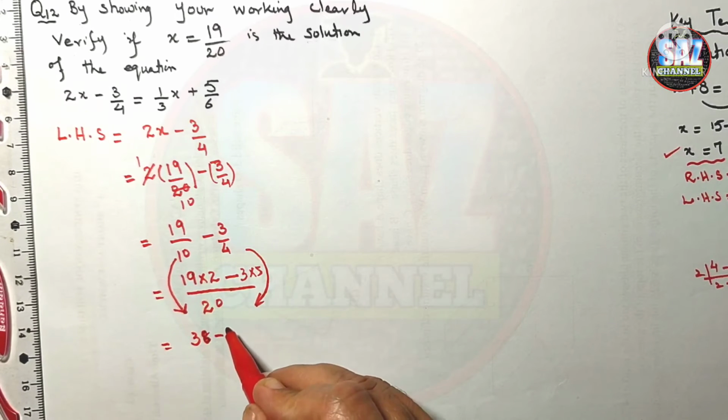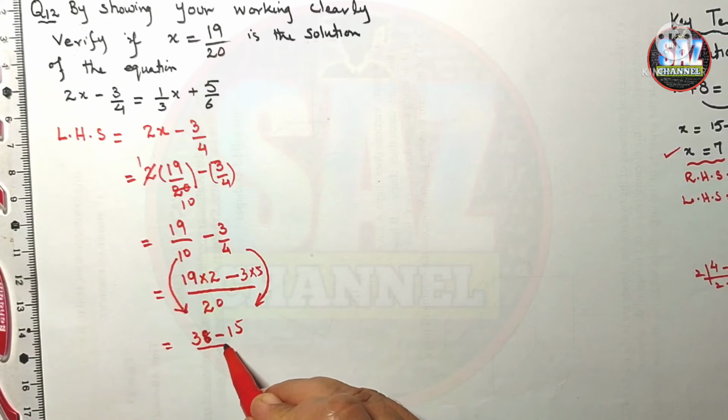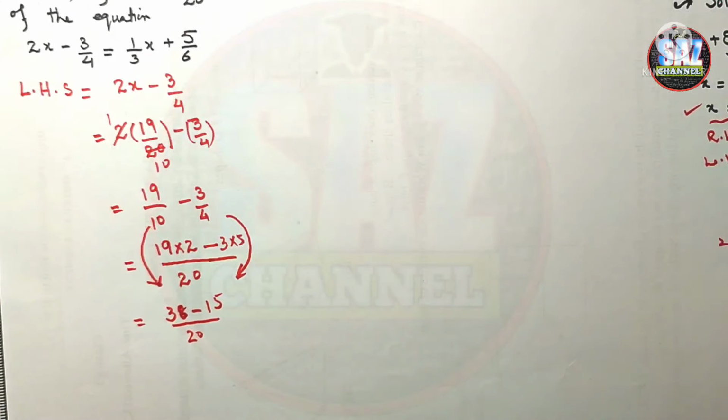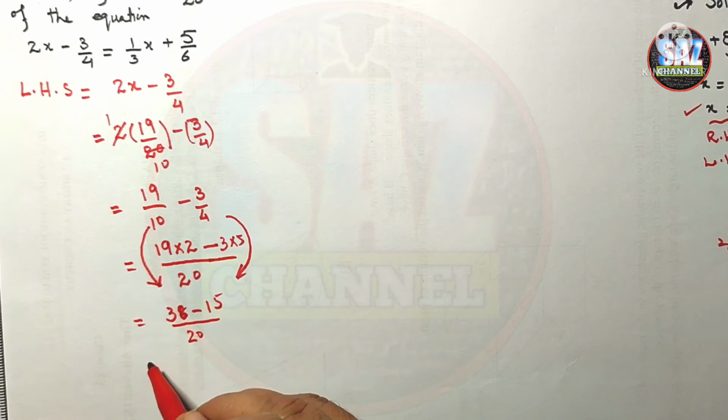38 minus 15 by 20. 38 minus 15, this is 8 minus 5 is 3, and 3 minus 1 is 2. So 23 by 20.